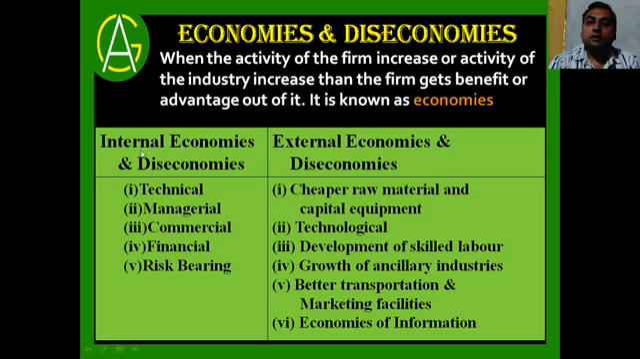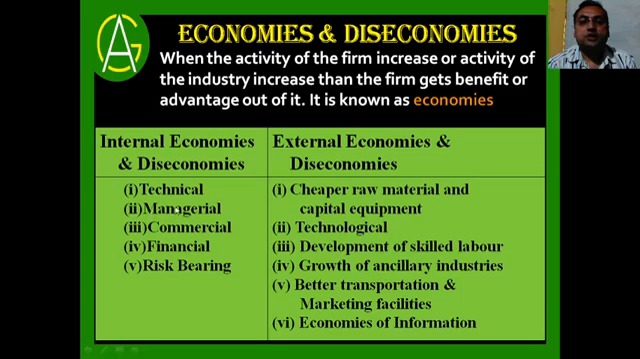So what are the internal economies and diseconomies? The first one is technical. As you know, this is related with the size. Small size firms are not efficient in technical matters, so they cannot get technical advantages. So technical diseconomy is for them. But large size firms are better in technical facilities. They can better utilize the technical facilities, so technical economies are for them.